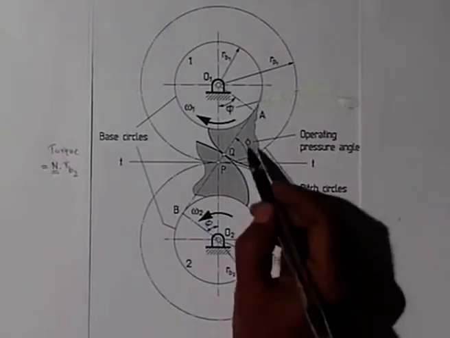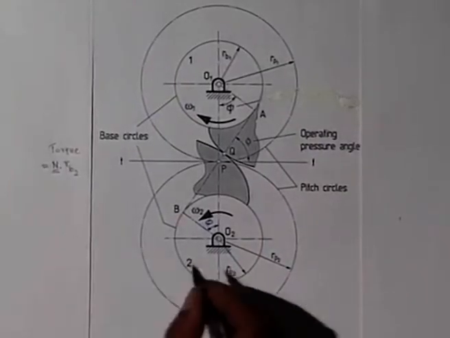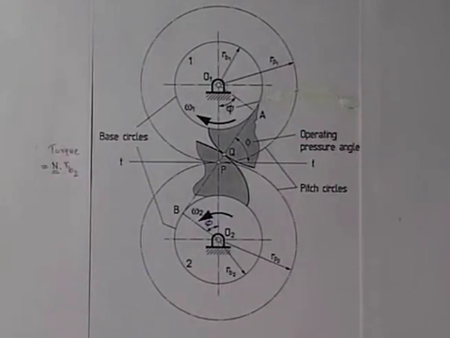Thus, the pressure angle remaining constant implies that under steady torque the bearing reactions are not dynamic, they are static. That is the advantage of the pressure angle remaining constant.